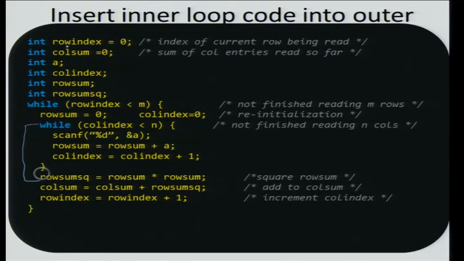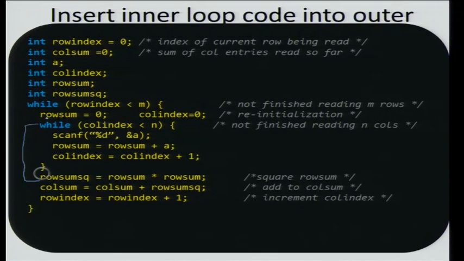Okay. We have a row index, a column index, a column sum, a row sum, and a row sum squared. A is supposed to be the current number that we are reading. Suppose we know that the size of the matrix is m cross n. So row index can go from 0 to m minus 1. So the termination condition of this while loop is row index equal to m.